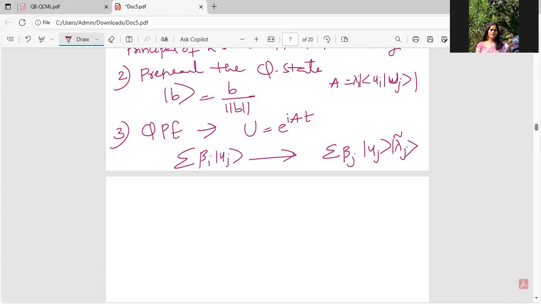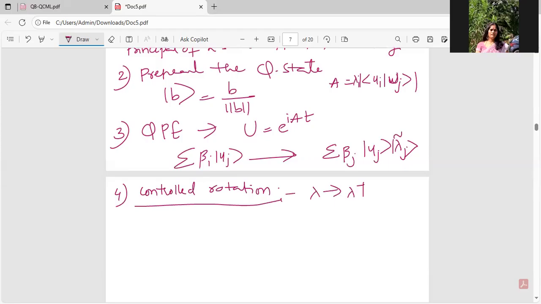Now, once I'm done with this, I'll perform controlled rotation. What does it do? Controlled rotation is a quantum way of transforming lambda to lambda inverse, or reciprocating the lambda value. So I perform controlled rotation on another ancilla qubit so that the amplitude of ancilla 1 becomes proportional to 1 by lambda j. So lambda becomes 1 by lambda j.